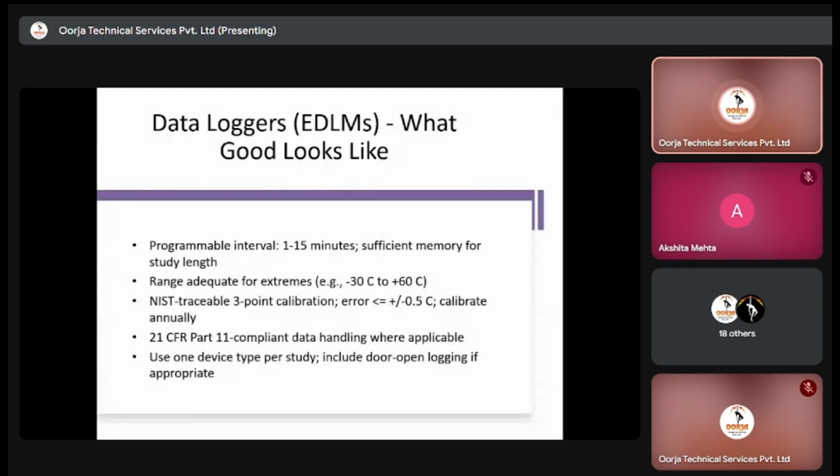Now, next is the requirement of data handling through the data logger. It must comply with 21 CFR Part 11 requirements wherever applicable. And finally, a simple but important rule: use only one type and model of logger per study to eliminate a variable or other conditions. Also consider using a separate logger to record door opening events, as this provides crucial context during data analysis.